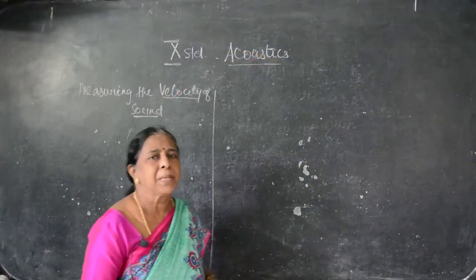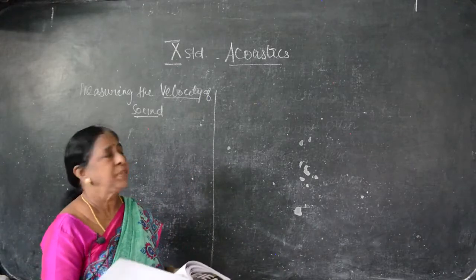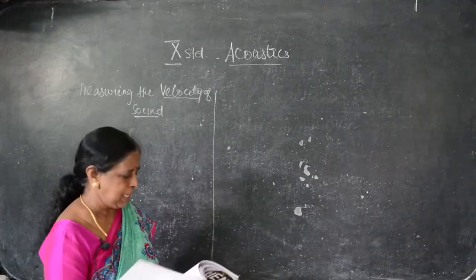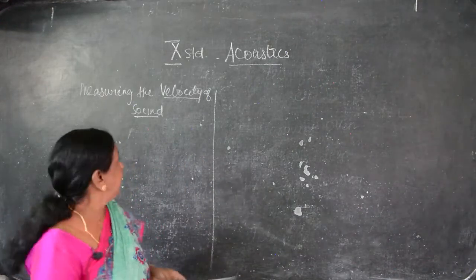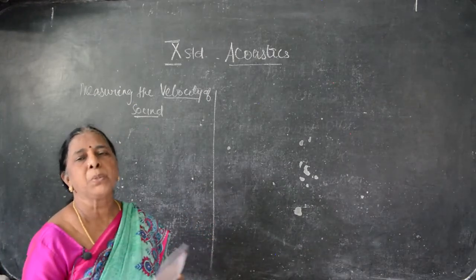Okay children, let me continue the lesson. Already we have seen what is sound, what are sound waves, then what is echo, how the sound is reflected, everything. Now we have to see how to measure, how to find out the velocity of the sound by using echo.